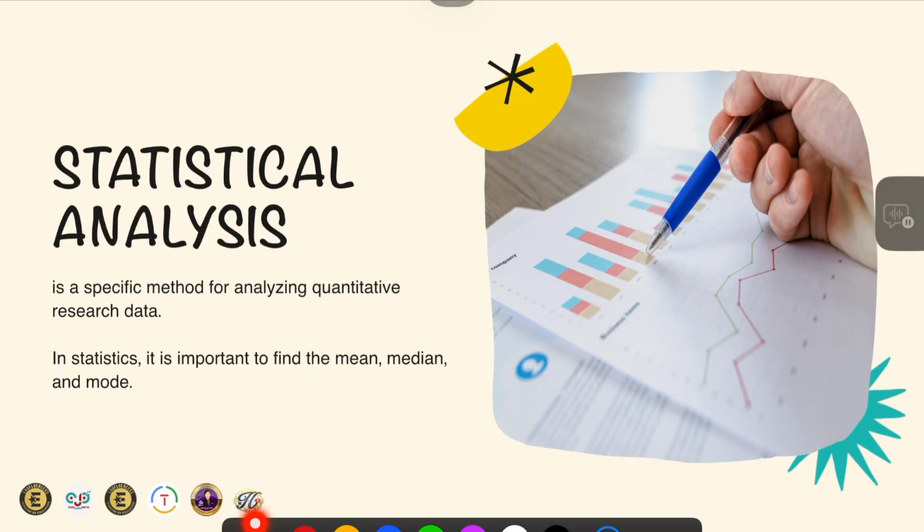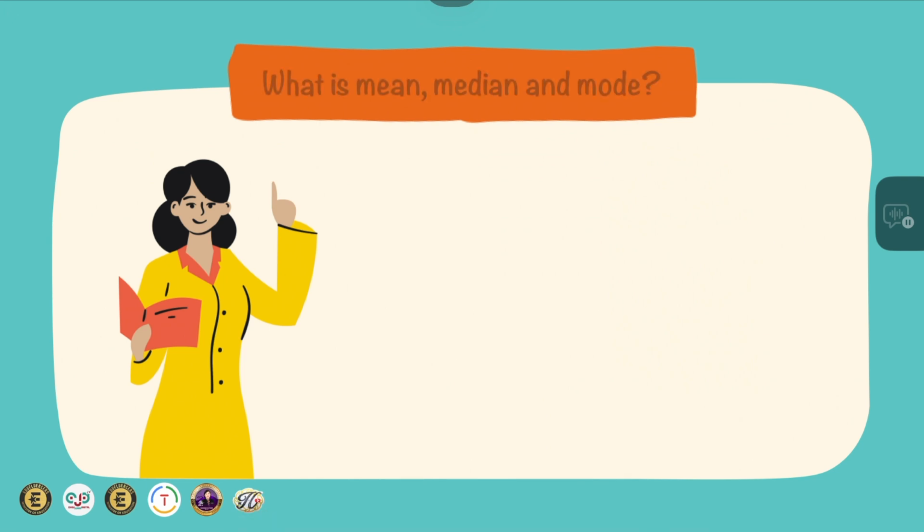So what is statistical analysis? When we come with different types of data, it is a specific method of analyzing quantitative research data. So we are using quantitative, not qualitative. In statistics, it's important to find the mean, median, and mode. Today we will see the way to find the mean, median, and mode. So what are mean, median, and mode?